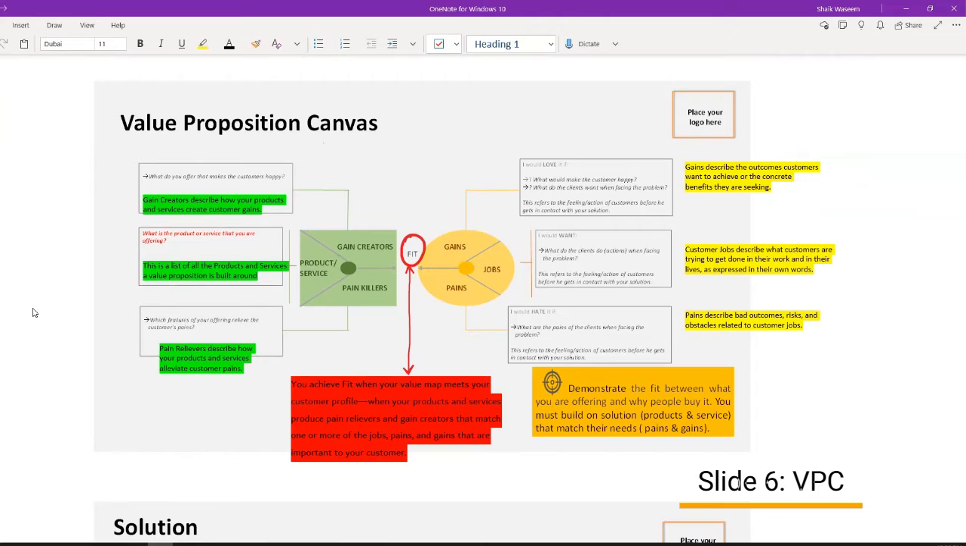It is very important to start with the customer profile, the one on the right, before we go to the value proposition.